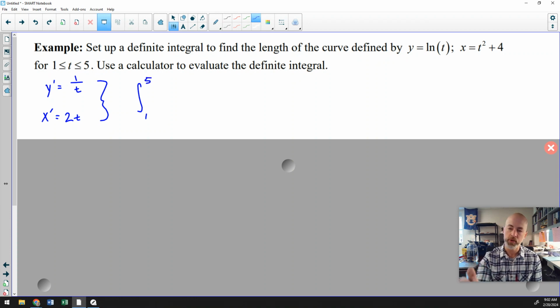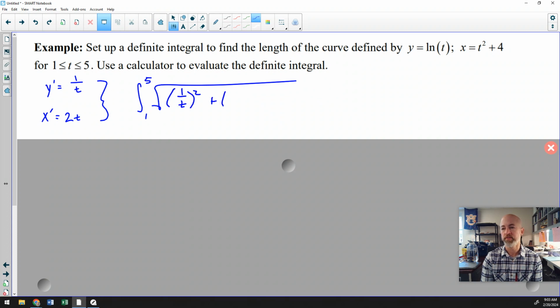One thing to look out for is make sure that you are looking at values of t. They could give you values of x. They could say for x is between 1 and 5, and then you would have to go back to your x expression and find out what the values of t are that give you those x bounds. But in this case, I made it a little bit nicer by giving you the values of t. And so the derivative of y, 1 over t, squared, plus the derivative of x, which is 2t, squared.